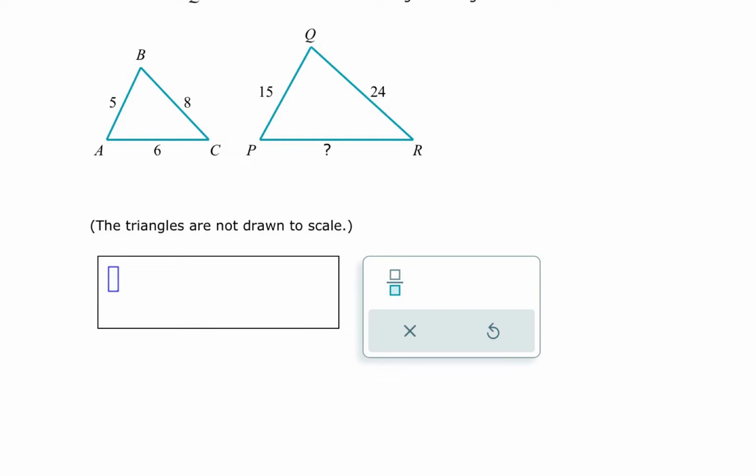This topic is finding a missing side length given two similar triangles. And this first example says triangle ABC and triangle PQR are similar. Find the missing side length.